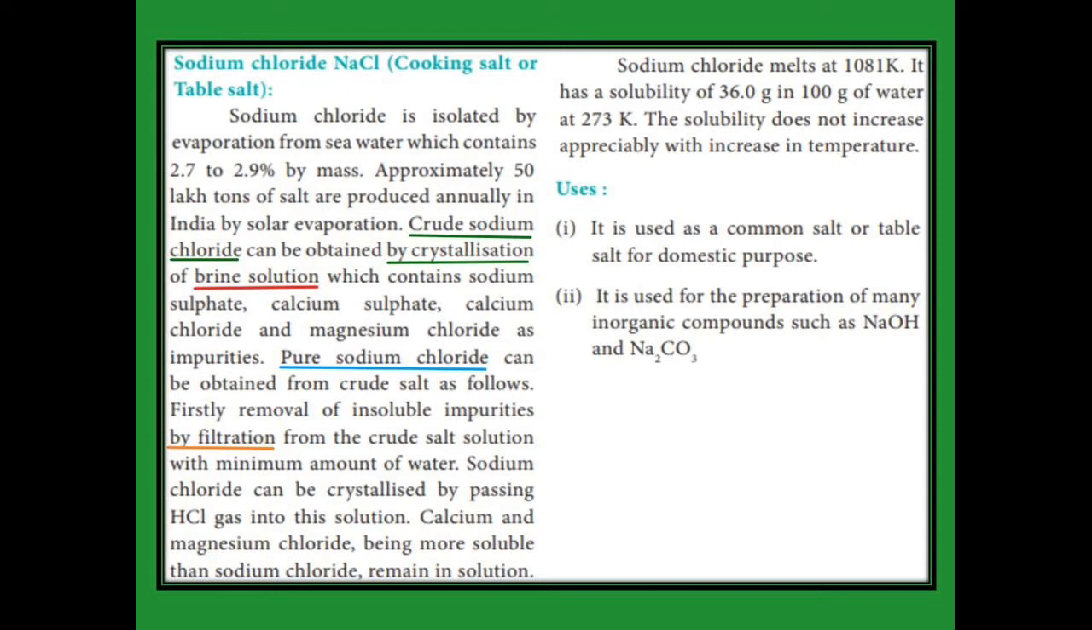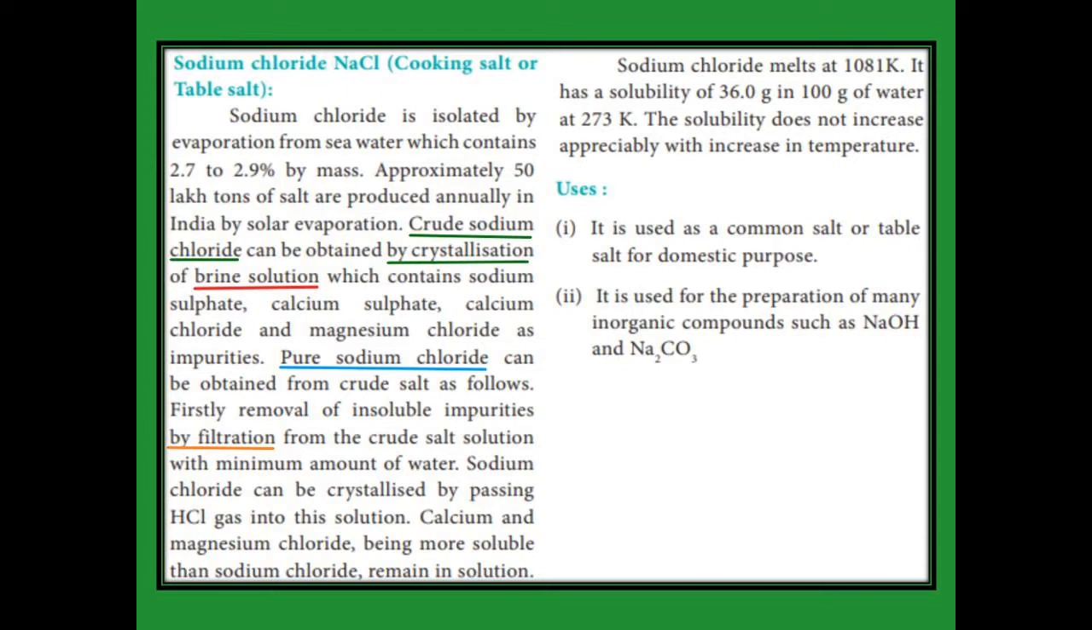Then by the crystallization process, the brine solution gives the crude sodium chloride. What does crude mean? Impure sodium chloride. That impure sodium chloride we have to convert into pure sodium chloride. So first of all, whatever insoluble impurities are present in that brine solution, we have to remove by filtration. So now we get the crude salt solution with the minimum amount of water.